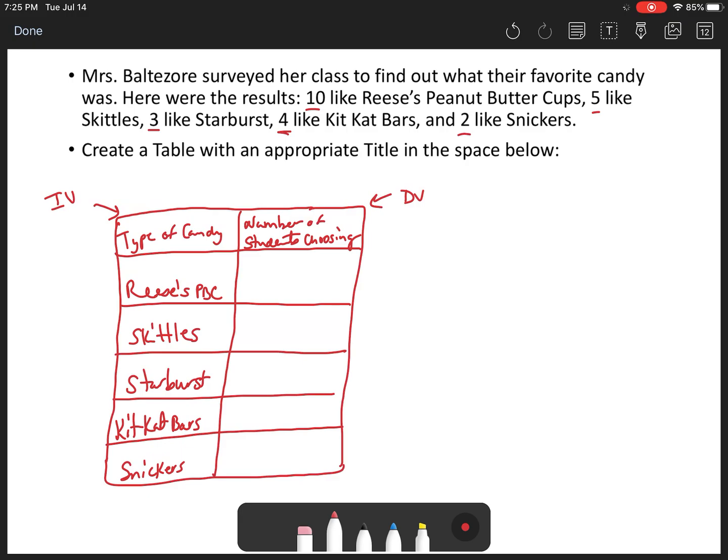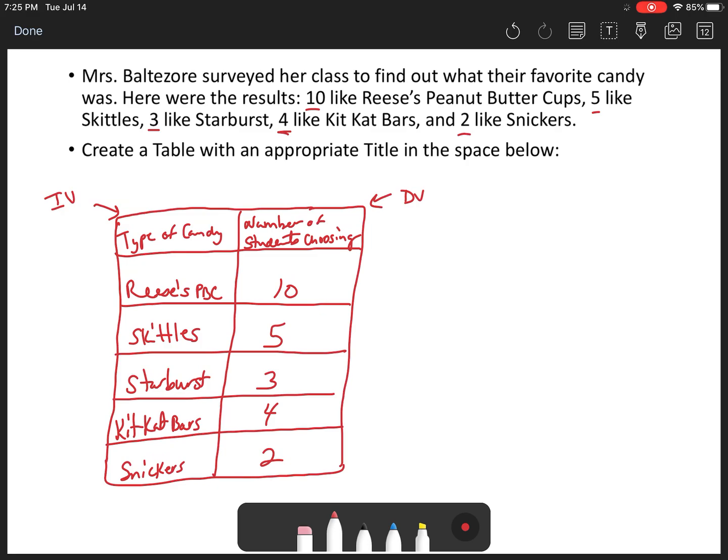Okay, make sure you're doing this with me because you're going to have to be able to do this on quizzes and tests and in your labs. So the more practice you get, the better you'll be at this. So there were 10 that liked Reese's Peanut Butter Cups, 5 that liked Skittles, 3 Starburst, 4 Kit Kat, and 2 like Snickers. Okay?